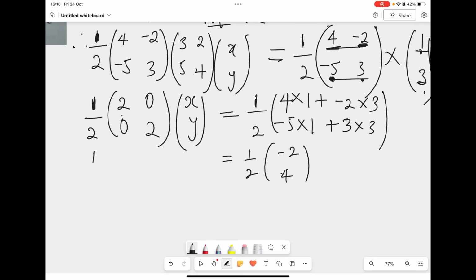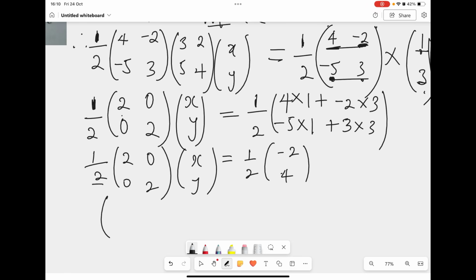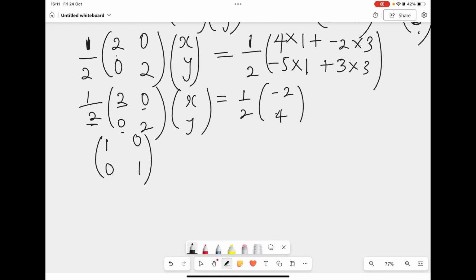Then this side, let's just leave it like that for now. You have 2, 0, 0, 2, x, y. So let's use this 2 to divide each element, so 2 divided by 2, 0 divided by 2, 0, and all that. You have 1, 0, 0, 1. And this looks familiar. This is an identity matrix. Very familiar. We have x, y equal to minus 1, 2.